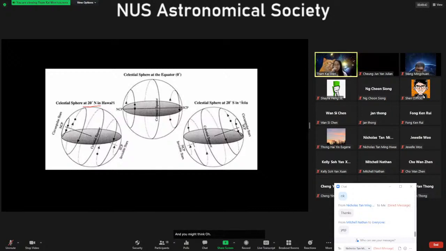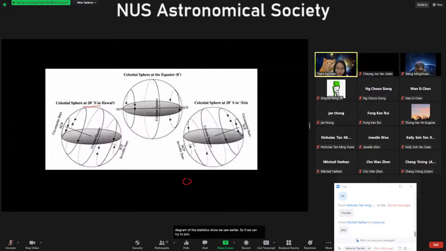And you might think, wait, this is very confusing. How does this link to the earlier diagram of the celestial sphere we saw? Let me try to draw this. If this was our Earth, and this was the big celestial sphere we saw earlier, then let's say this is the equator, because remember that the celestial equator is a projection of the Earth's equator, so it'll all be in one line. If we are on the equator, then you have all your declination lines, something like this, and then you have your north celestial pole over here and your south celestial pole.